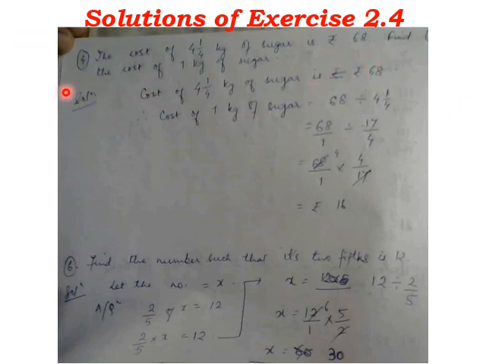Question number 4. The cost of 4 whole 1 by 4 kilogram of sugar is rupees 68. Find the cost of 1 kilogram of sugar. How are we going to solve it? This is very simple. If it was not given in fraction and in simple words, if I say that the cost of 4 kilogram of sugar is 40 rupees, then what is the cost of 1 kilogram of sugar? You will do 40 by 4 and you will get the answer.